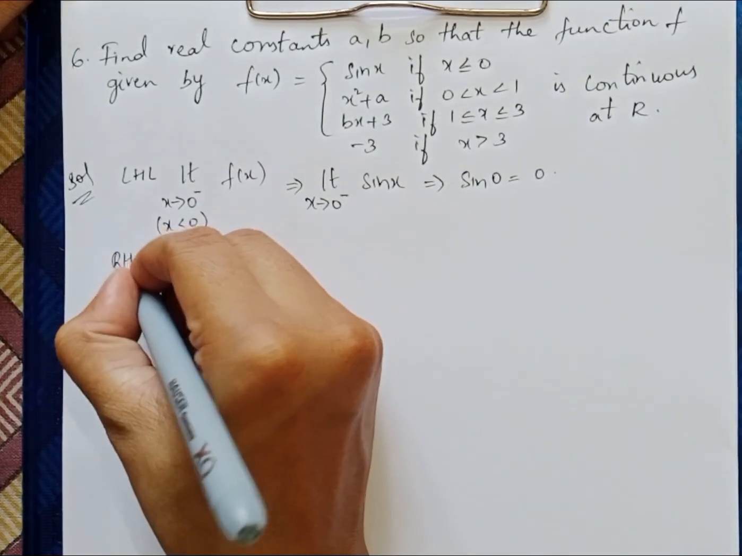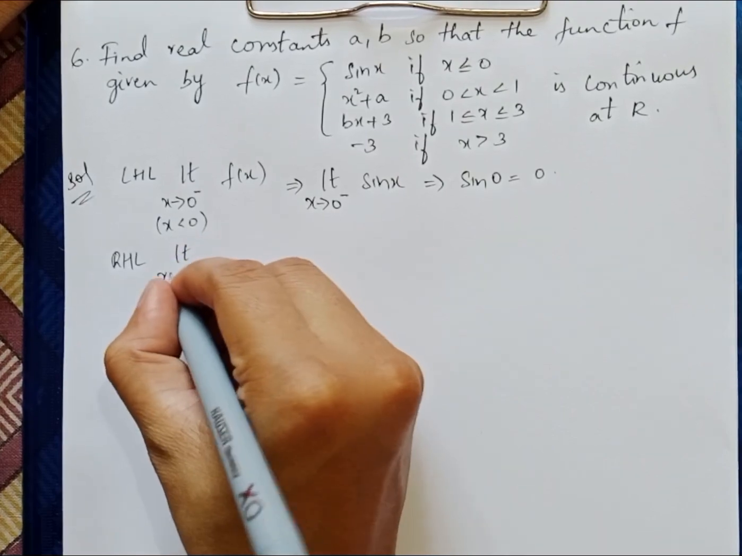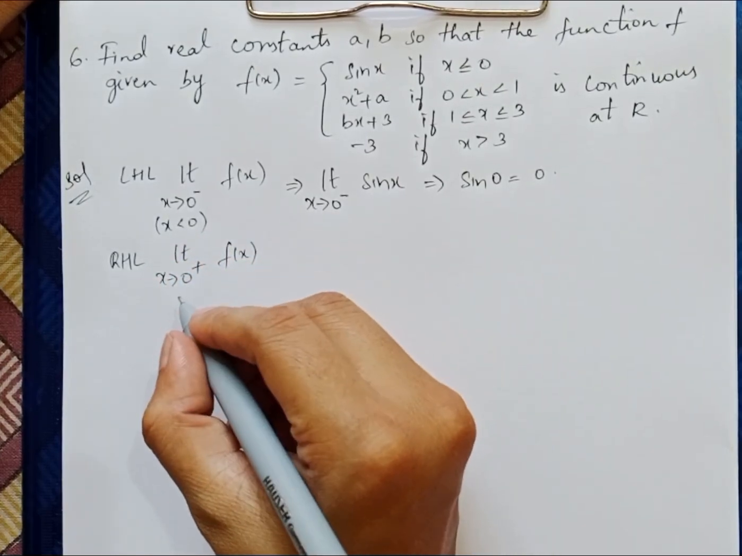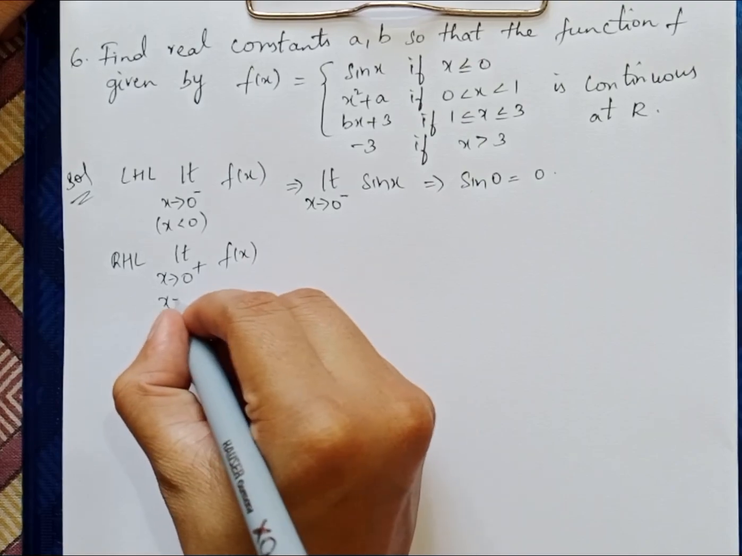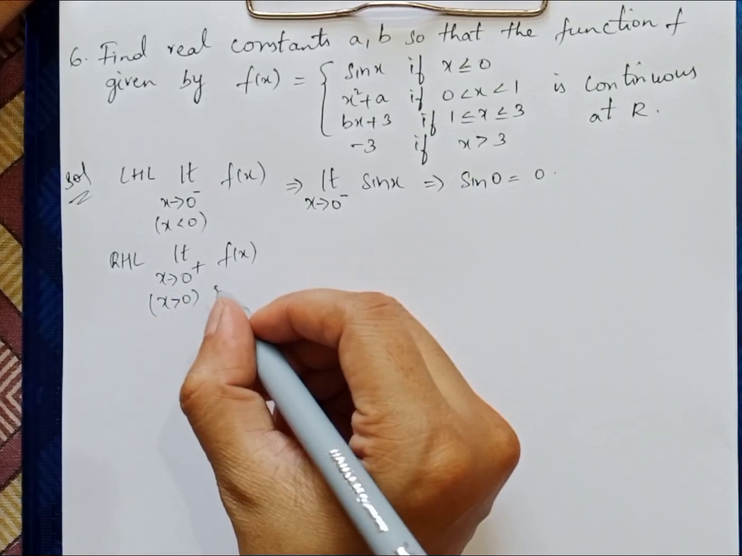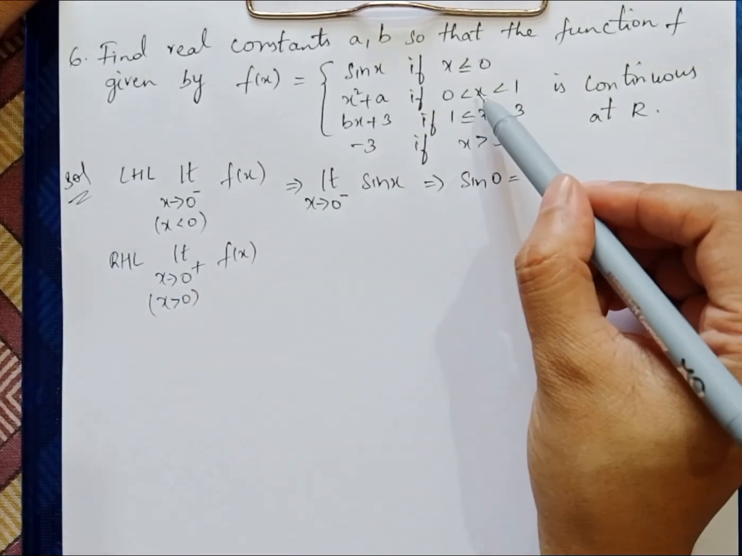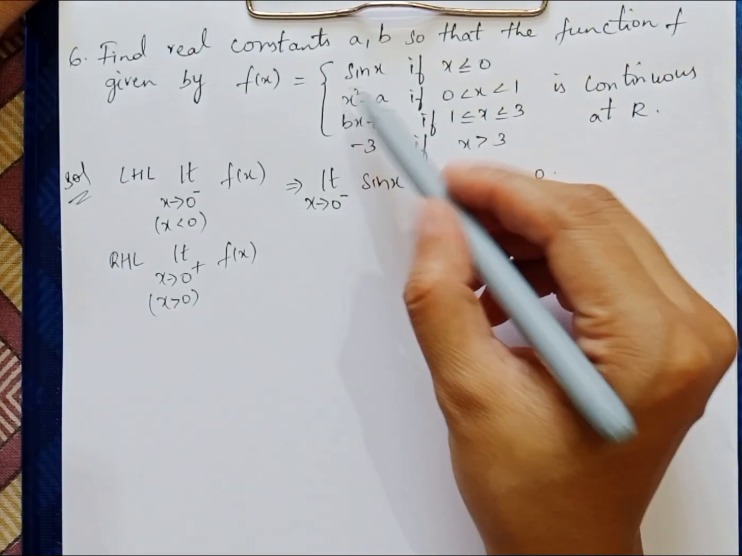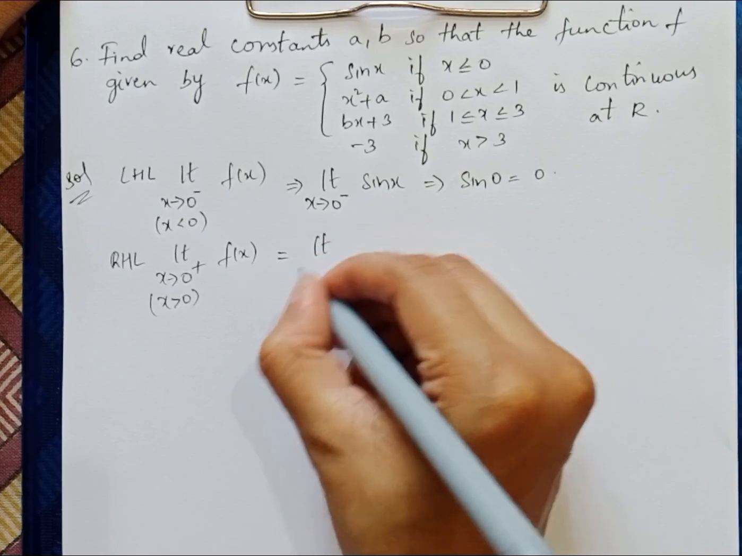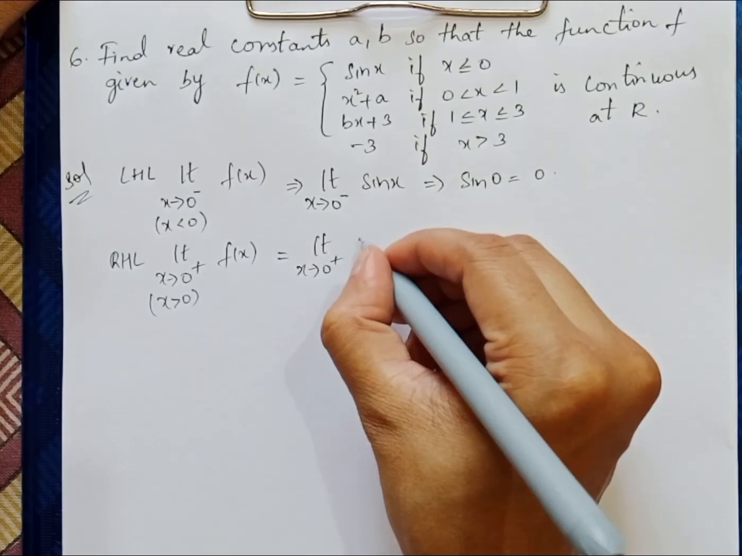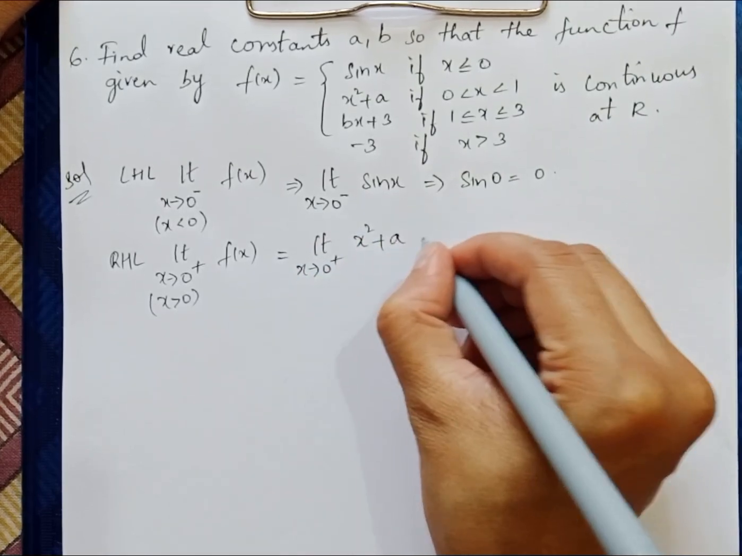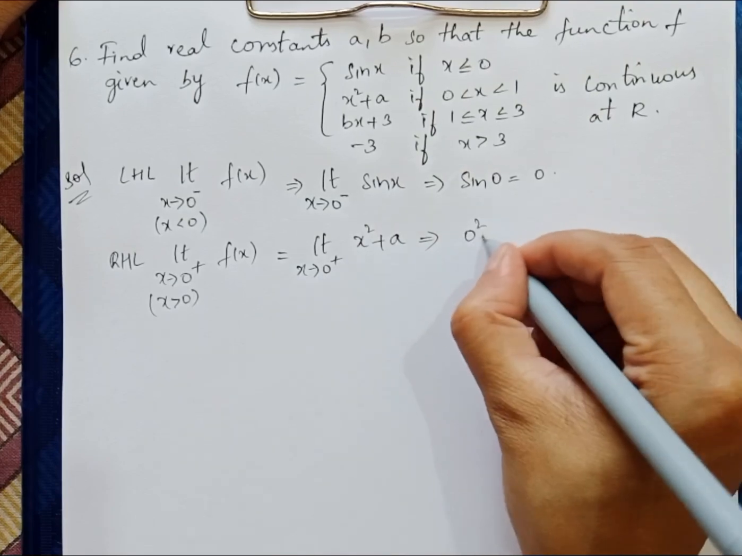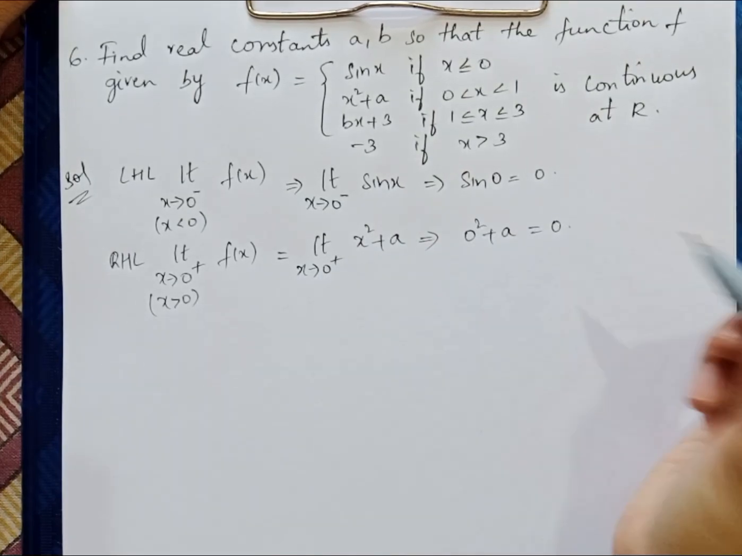Now solving the right hand limit, limit x tends to 0 positive of f of x. Here x will be greater than 0, and the condition is x is greater than 0 and less than 1. So this is our function: limit x tends to 0 positive of x square plus a. Now substituting the value of x as 0, it is 0 square plus a, which is equal to a.